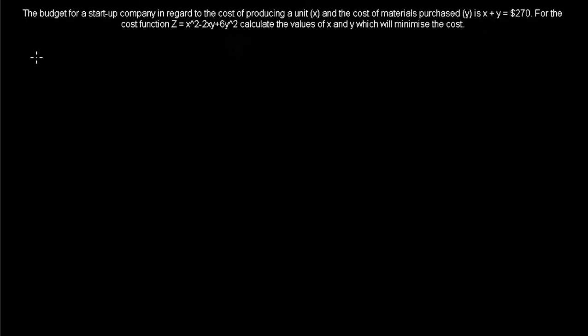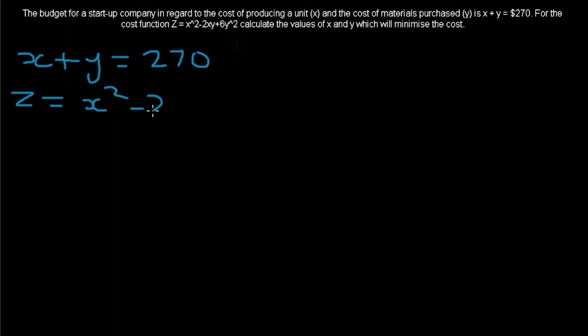Okay, so our third and final problem is going to be a constrained optimization problem. And so here it is. The budget for a startup company in regard to the cost of producing a unit X and the cost of materials purchased Y is X plus Y is equal to $270. For the cost function, Z equals X squared minus 2XY plus 6Y squared. Calculate the values of X and Y which will minimize the cost.